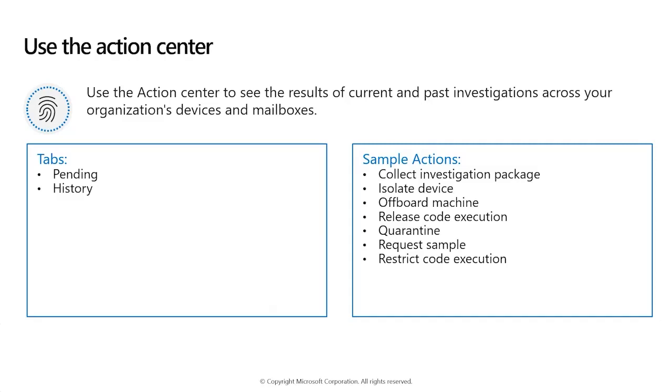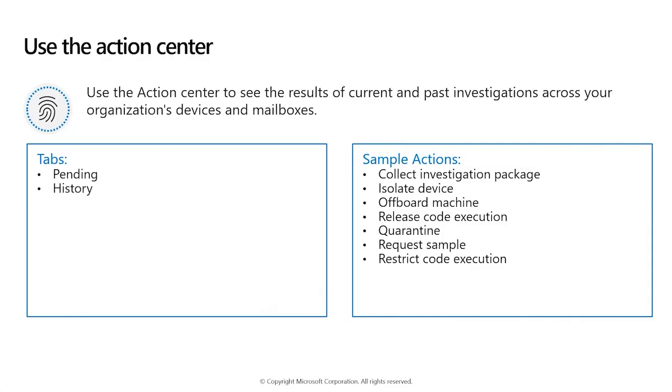You'll see two tabs, as we can see on this slide here: pending and history. The pending tab is going to list all of those investigations that require review and approval by someone in your security organization. So make sure to review those from time to time so that you can take action on any of the pending ones that you see.